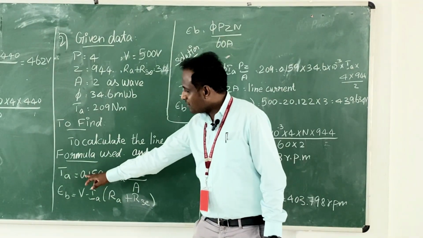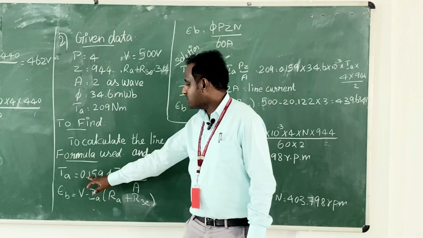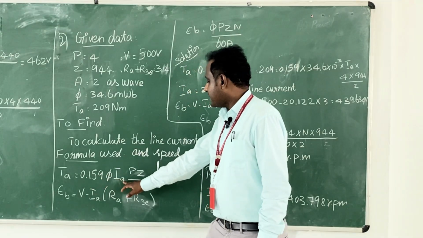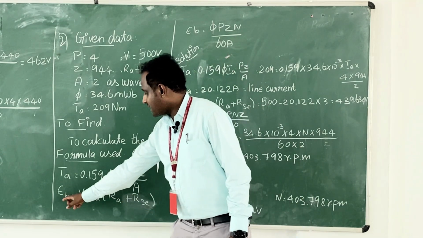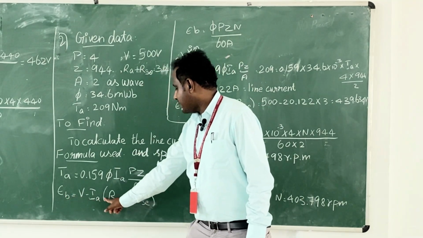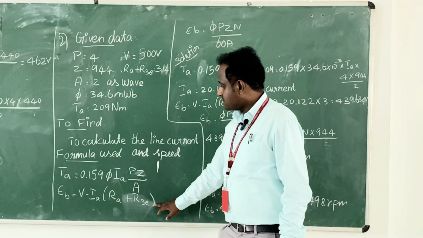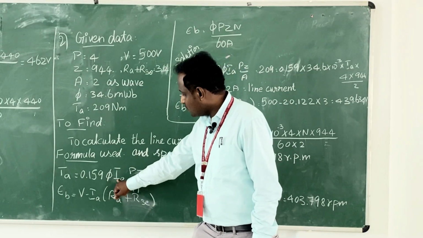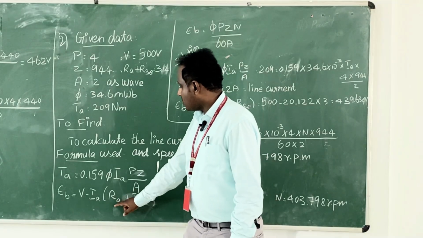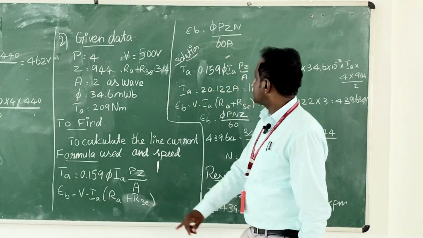This is the formula for torque of the motor: 0.159 Φ Ia P Z divided by A, and the value of back EMF Eb is equal to V minus Ia into (Ra plus Rsc). With this formula we are going to calculate the line current value, and from these formulas we are also calculating the speed of the motor.